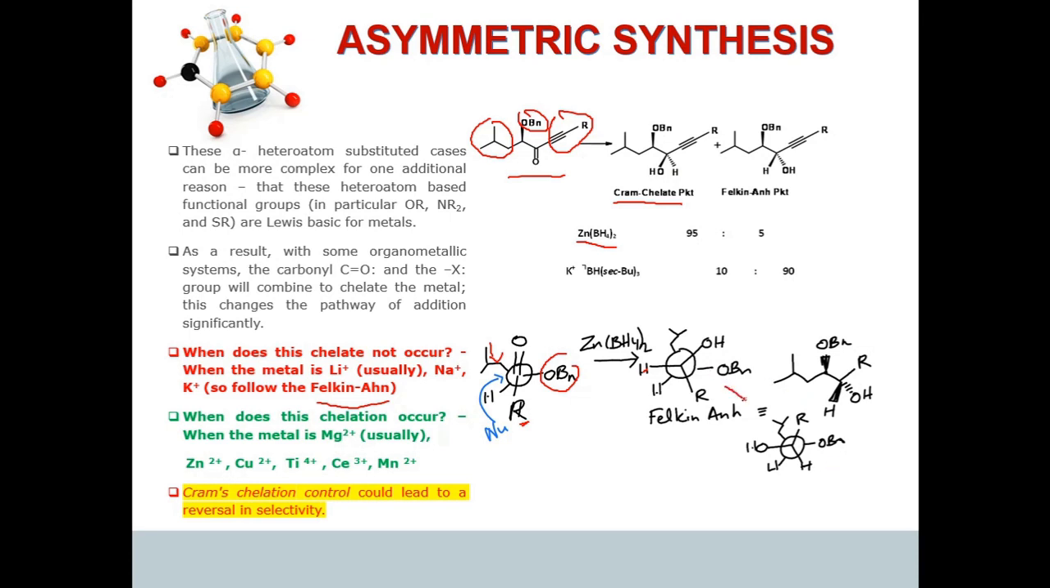Now, if I could redraw this structure, so what I have done is I have rotated this. When I rotate this, my OH comes over here, my R moves to the other side, and my hydrogen is here. You can see my OH and my hetero group, they are anti to each other, and this is my Felkin-Anh product.